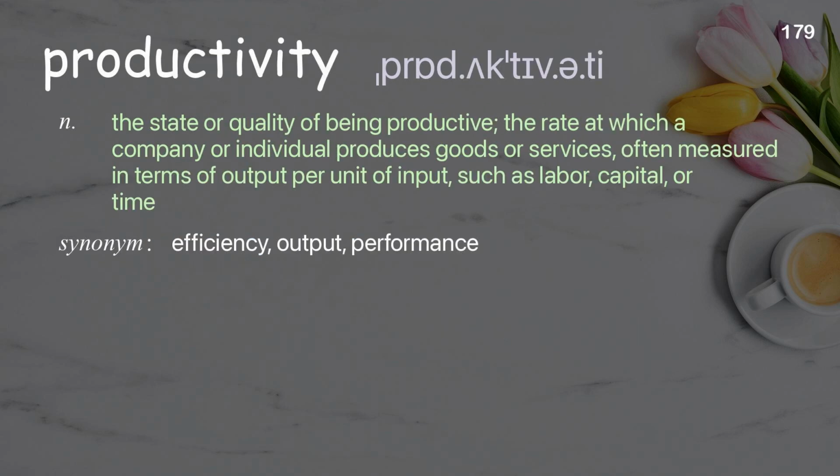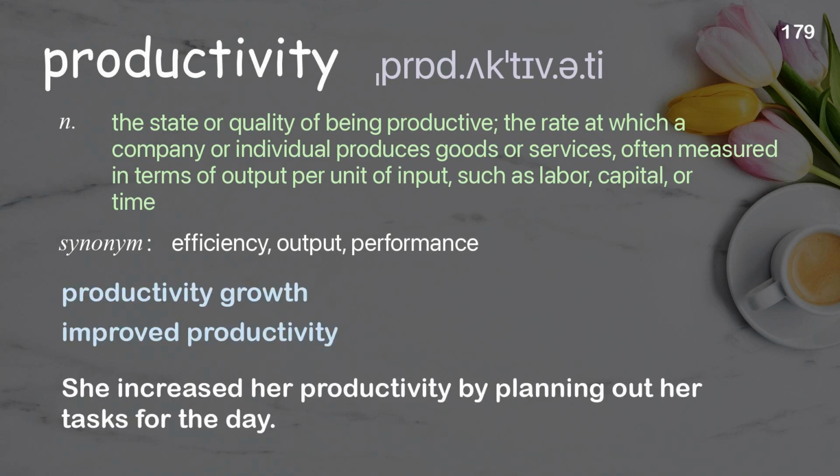Productivity. The state or quality of being productive, the rate at which a company or individual produces goods or services, often measured in terms of output per unit of input, such as labor, capital, or time. Examples: Productivity growth. Improved productivity. She increased her productivity by planning out her tasks for the day.